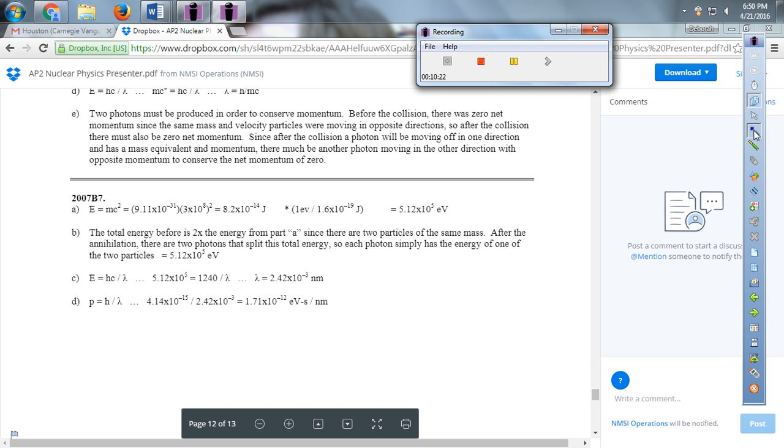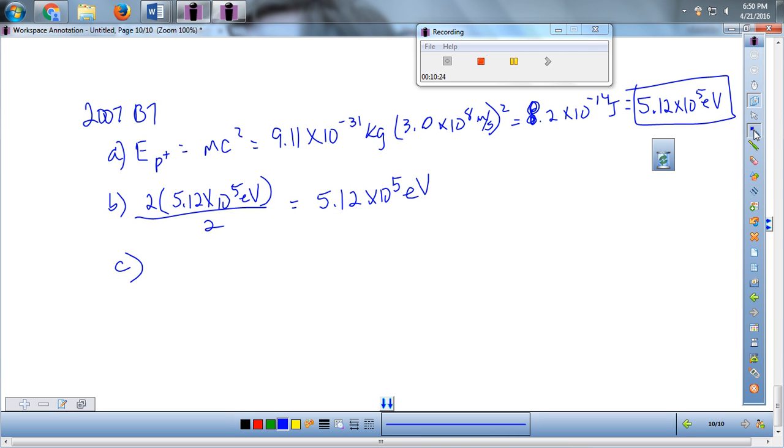All right, so let's see if we can finish this one up. Part C is going to be identical to part C of the last one. They want to know the magnitude of the momentum. No, I'm sorry, I lied. They want to know the wavelength. So the wavelength is going to be, E equals hf, and E is equal to hc over lambda.